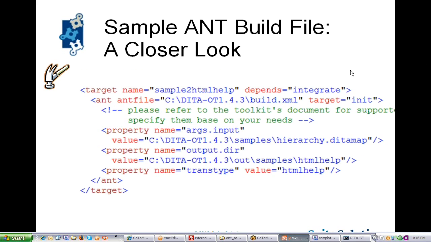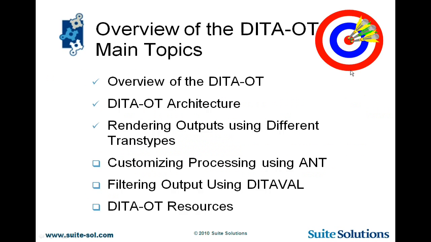We already ran a couple samples of it, so I'm not going to run a new one. Okay, so that's the basic overview of rendering output using different trans types. In summary, we have three main options. Option number 1 is using an Ant file. Option number 2 is calling das.jar directly from the command line using the Java command.